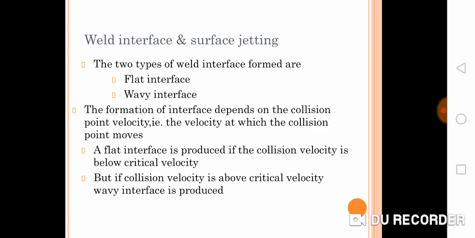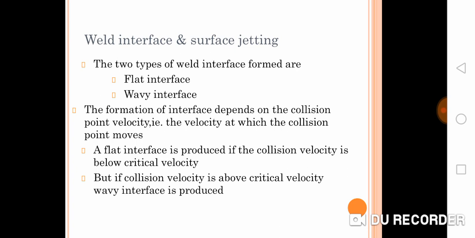Now if we are going into the details of the theory behind the joint formation, you can see these are the two important things: the weld interface and surface jetting. These are the two things happening in the joint formation. There can be basically two types of interface formed in the joint, that is flat interface and wavy interface. Now why are these two types of interface forming?